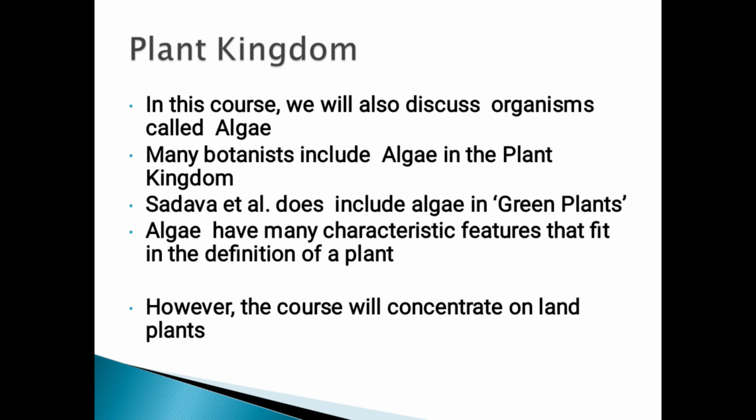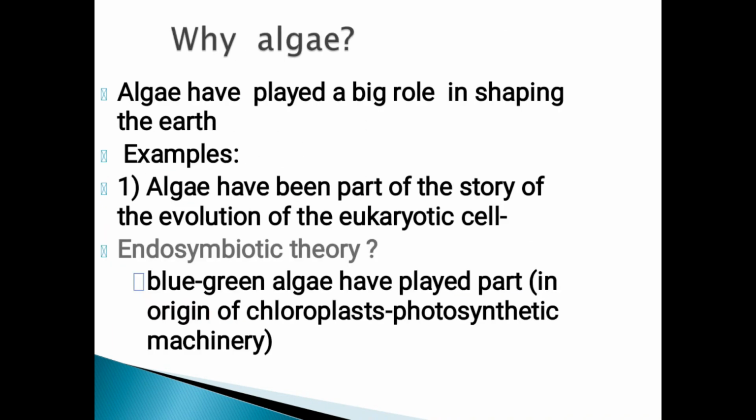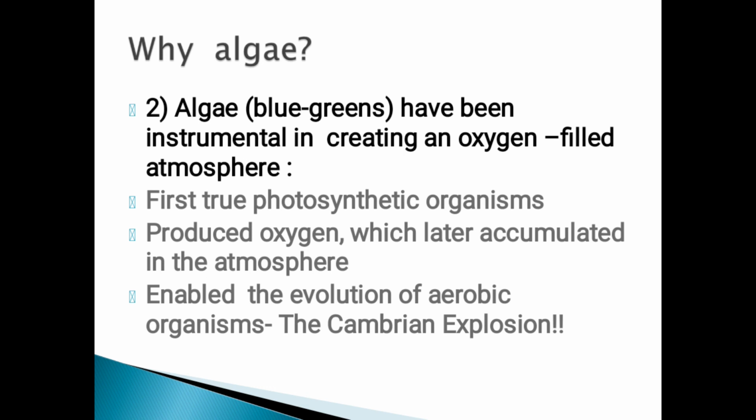In this course we also discuss the organisms called algae. Many botanists include algae in the plant kingdom. Why algae? Algae have played a big role in shaping the earth. They have been part of the story of the evolution of eukaryotic cells, the endosymbiotic theory. I hope you all know about it. Blue-green algae played a part in the origin of the chloroplast, the photosynthetic machinery, and were instrumental in creating oxygen.